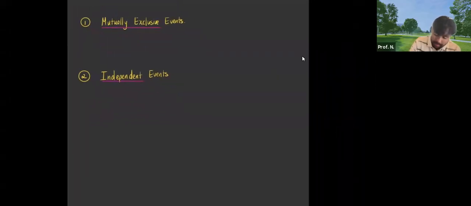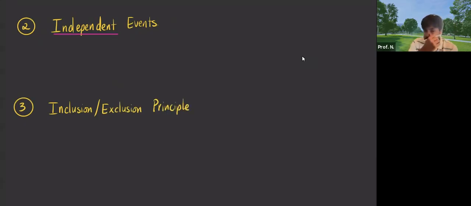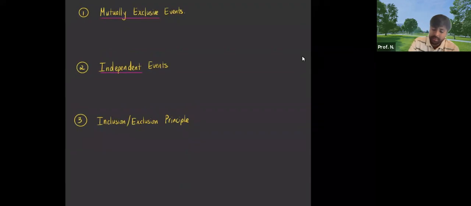We also discussed the inclusion-exclusion principle. So that occurs when you have an overlap of sets or of events. We're trying to figure out the probability of a union of events occurring, and there's an overlap between those events.